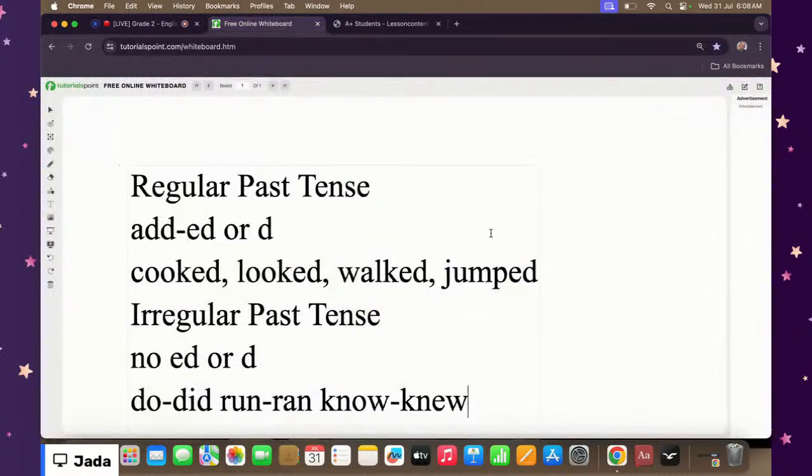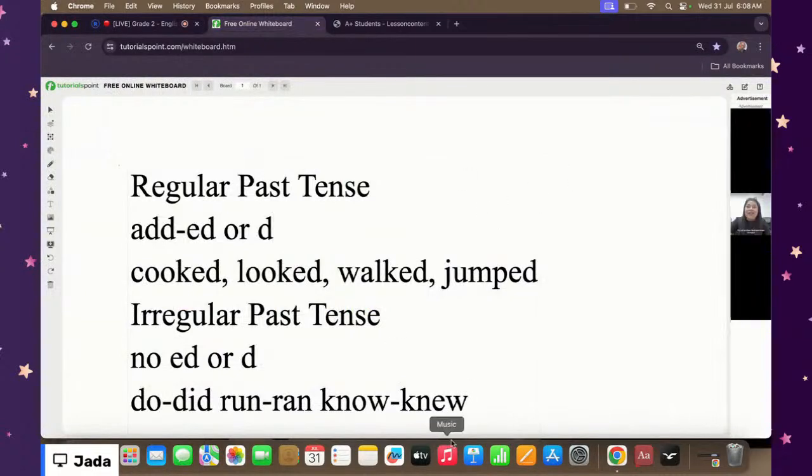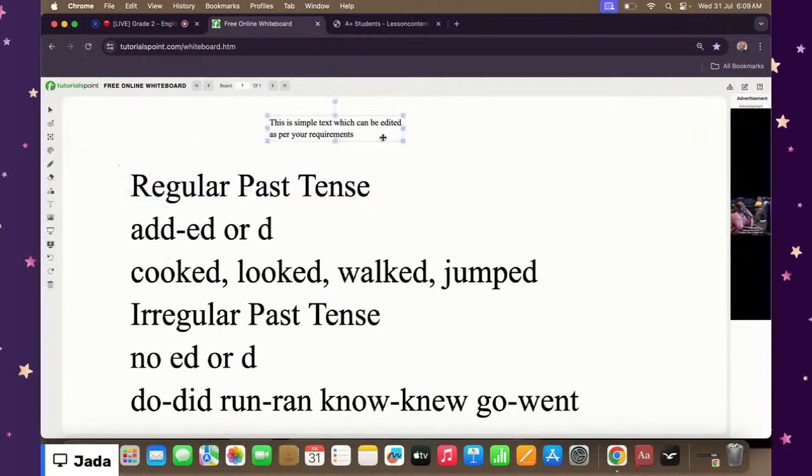So you cannot say when it's under the irregular. When you have go, you have went. Okay, this is the pattern. It has a particular pattern, and for example, you cannot say, let's go here.